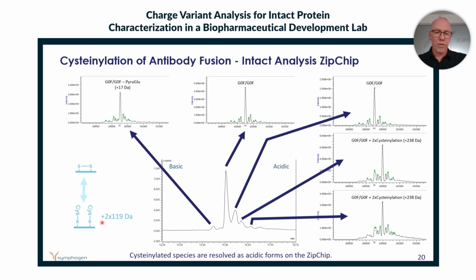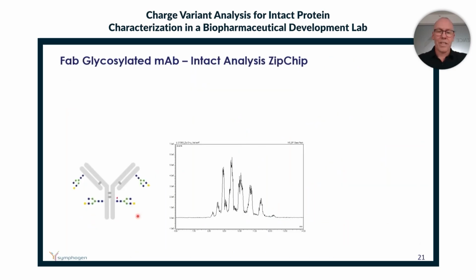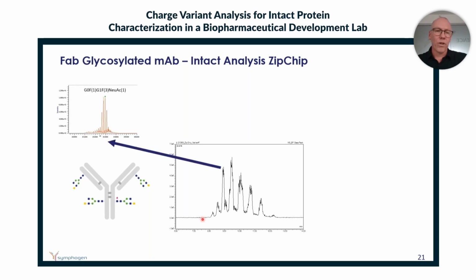So yeah, we can resolve these forms with missing disulfide linkages. And this is another example where we see a lot of charge separation. This was a product that had an extra glycosylation site. And so what was going on here?